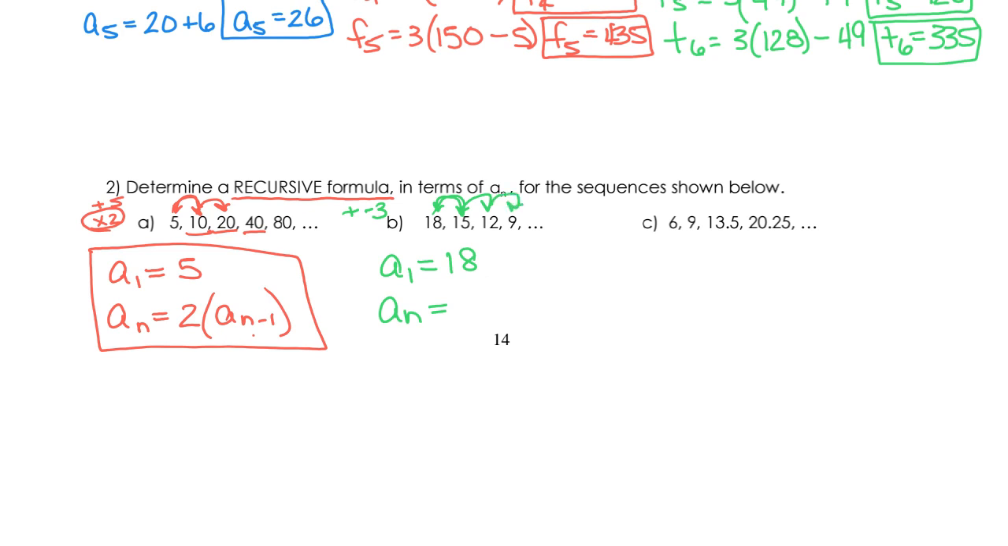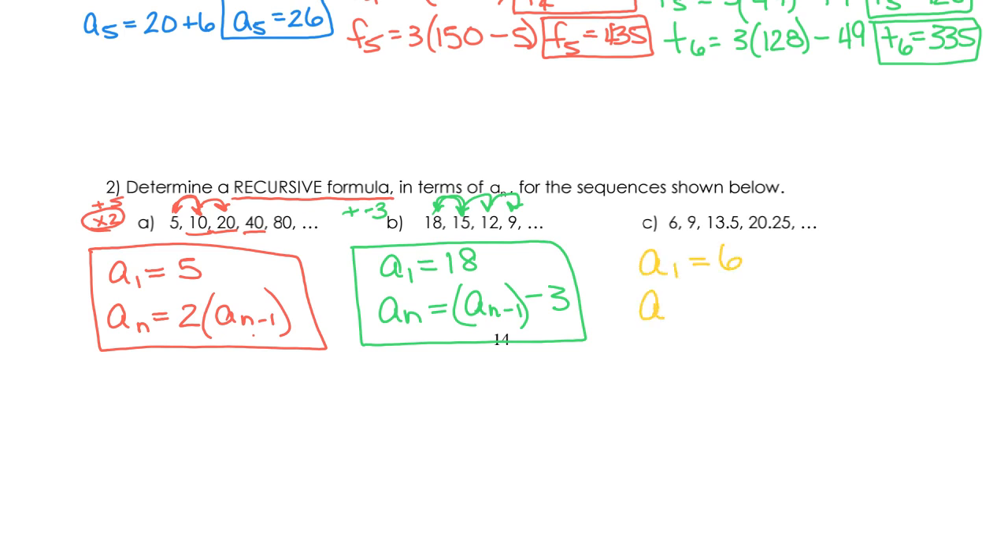All right. So we're taking our previous term, which is a sub n minus 1, and we are subtracting 3 from it. Okay. A lot of people will put this in parentheses. Okay. You don't have to in this case, but sometimes it helps. All right. Last one here. So we'll say a sub 1 equals 6.